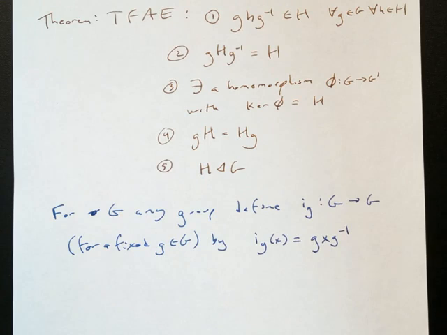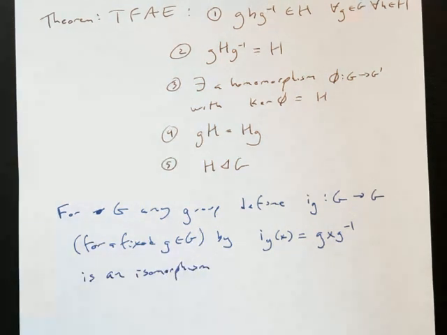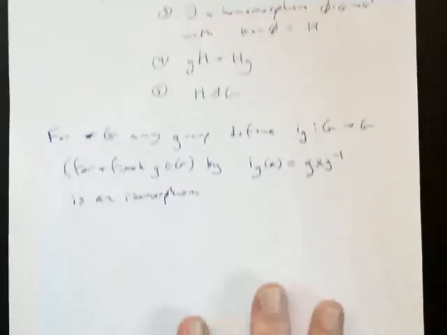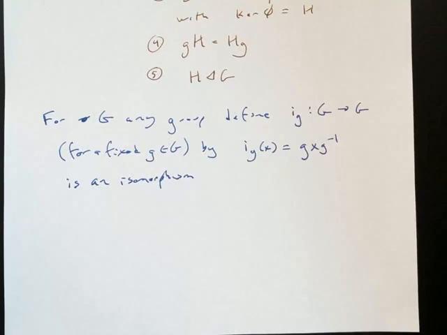I'm going to create a function. Take any group you want, pick an element, G, in that group, and we're going to do this, G times X times G inverse, for any X. That's an isomorphism. Sure it is.